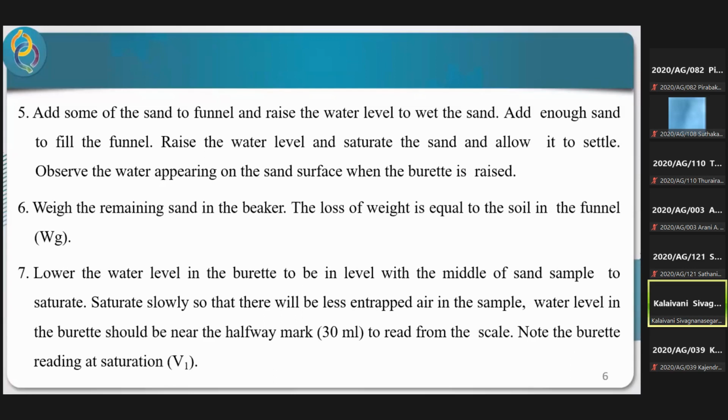I think they take another soil sample. Usually in our practical, we use sandy soil because it has more macropores, so the water will get into that soil very fast. So you can observe the water entering or the saturation clearly. That's why we are using sandy soil.